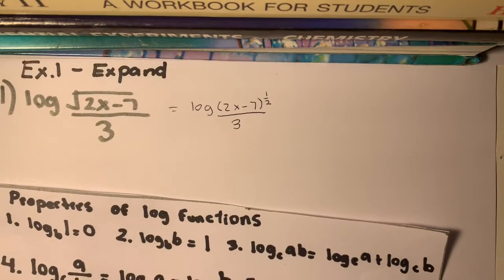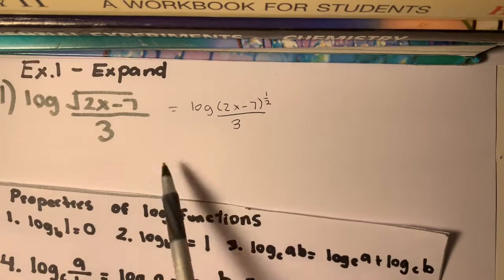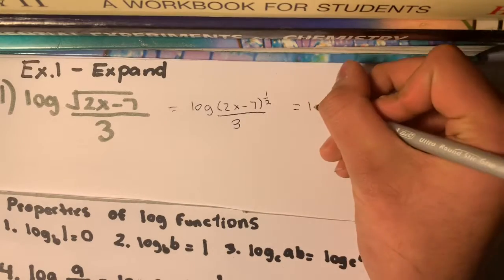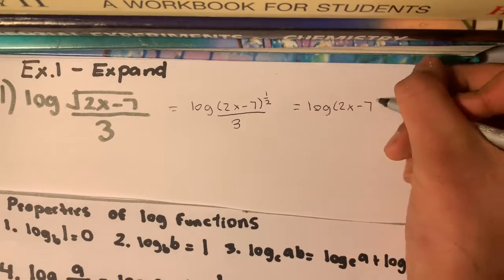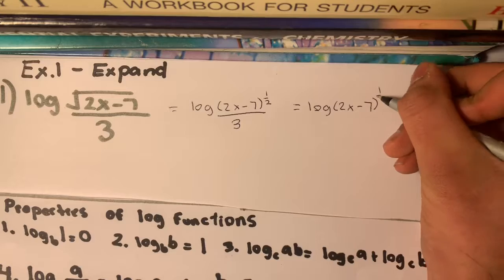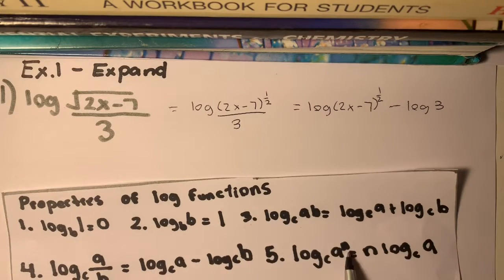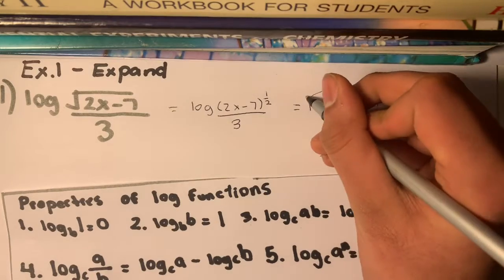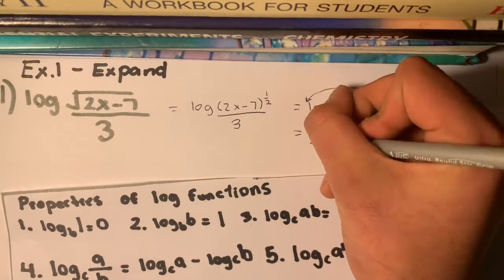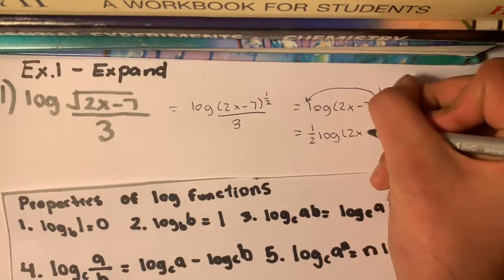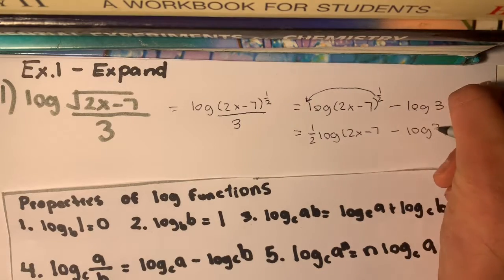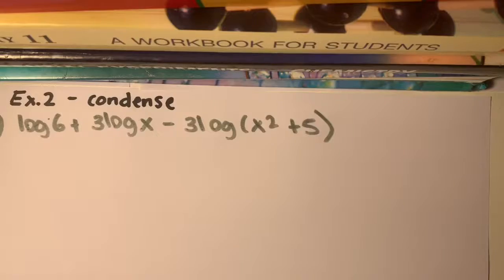And I'm going to look at number 4, which is the quotient rule. So the 3 should be subtracting. It's going to equal log of (2x minus 7) to the 1 over 2, minus log 3. Looking at rule number 5, I know that the exponent, the 1 over 2, can be moved to the front of the log. So it should equal 1 over 2 log (2x minus 7) minus log 3, and that should be the final answer over here.